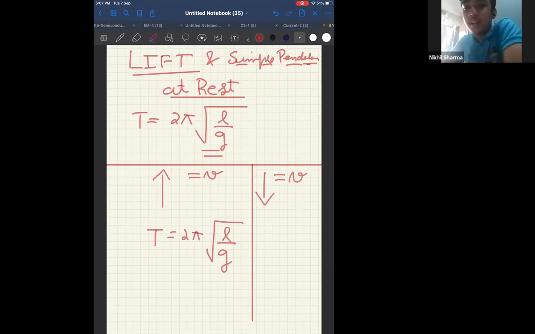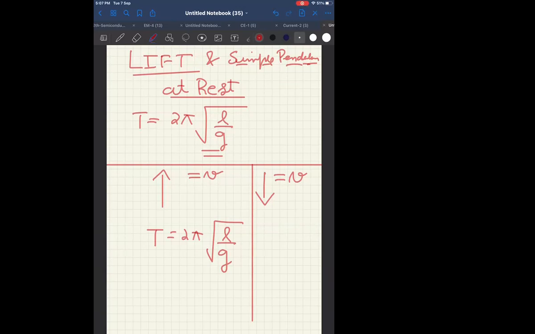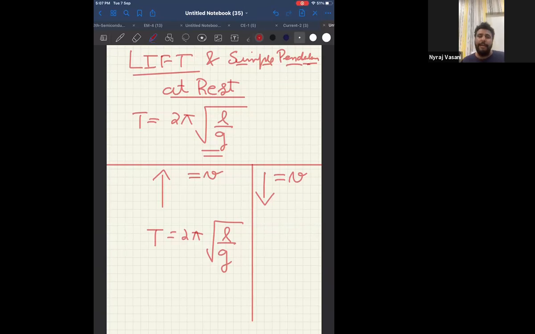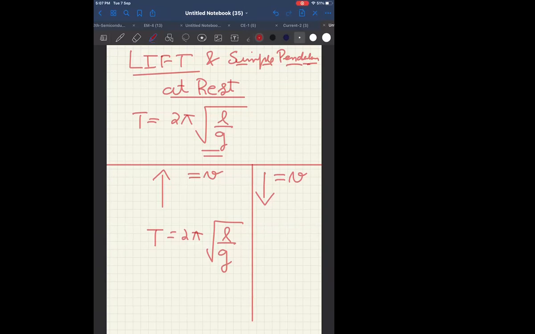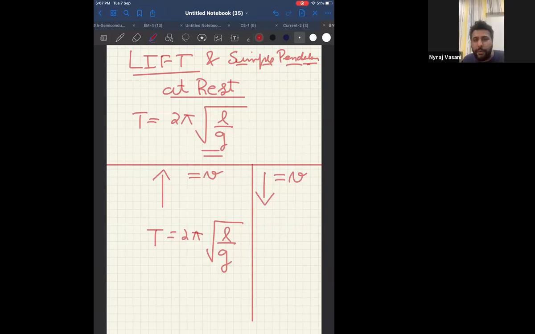Sir, the time period will be the same, right? Correct. Who told me this answer? Nikhil. Yes, correct. Nikhil, correct. If it goes up or if it goes down, if velocity is constant, the time period won't change. Therefore, even if it is going down with constant velocity, my formula will be T is equal to 2 pi root L by G itself.